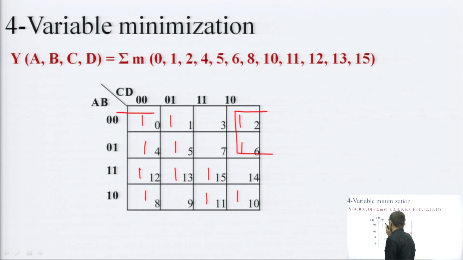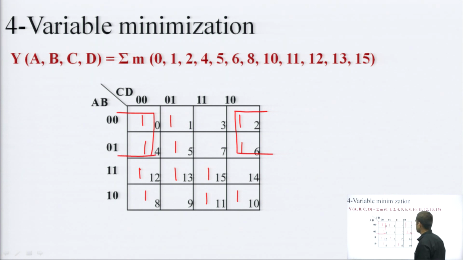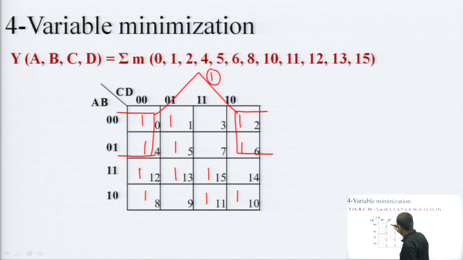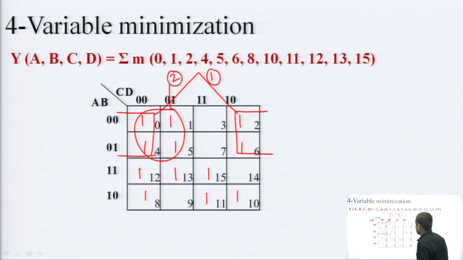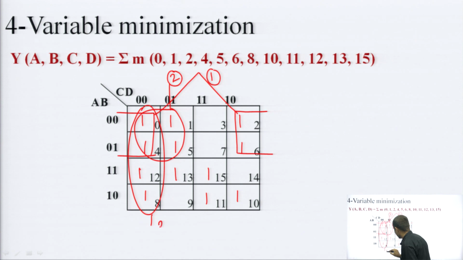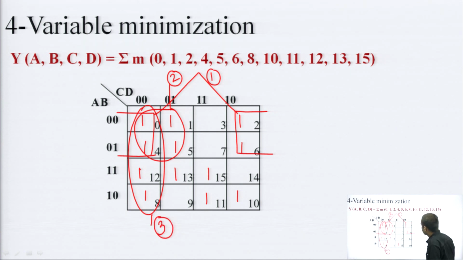This will be a quad. First quad is there, so I can mark it as group 1. Similarly, for these two ones, there will be a quad here. So, this will be my second quad. Similarly, for this one, this quad will be there. This becomes my third group. Similarly, this one cannot be associated with any quad. So, this has to be a pair.